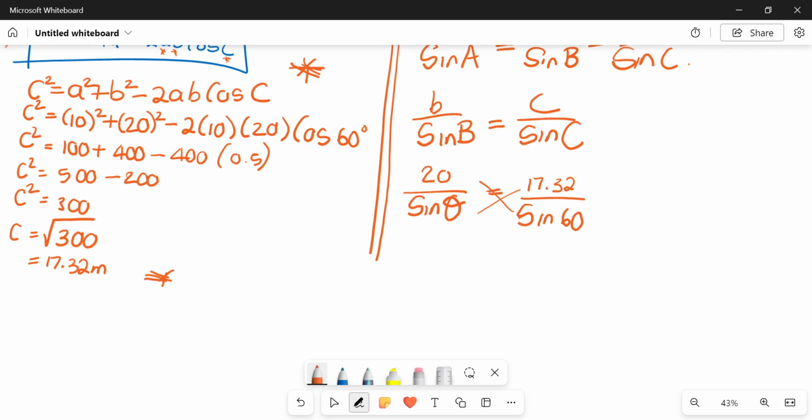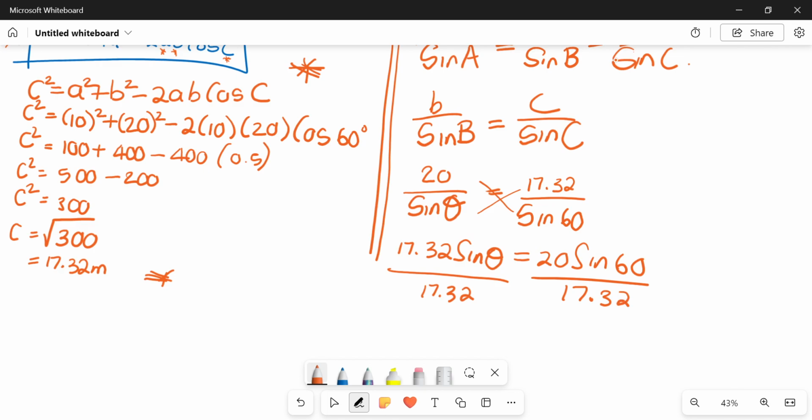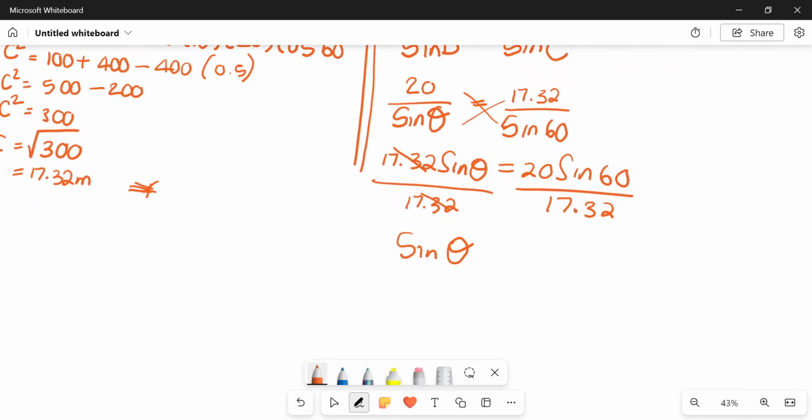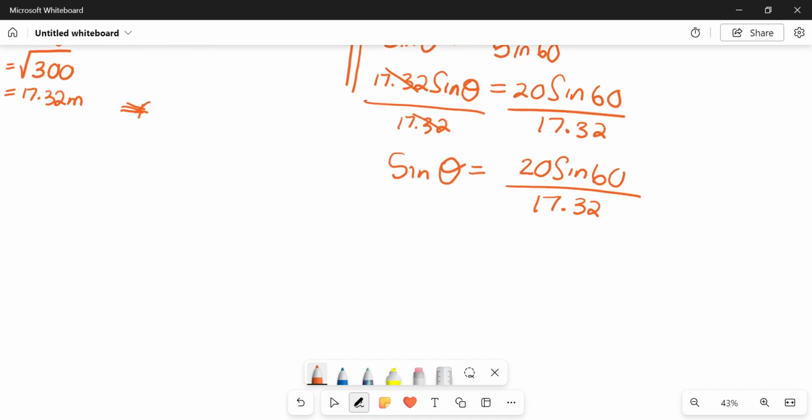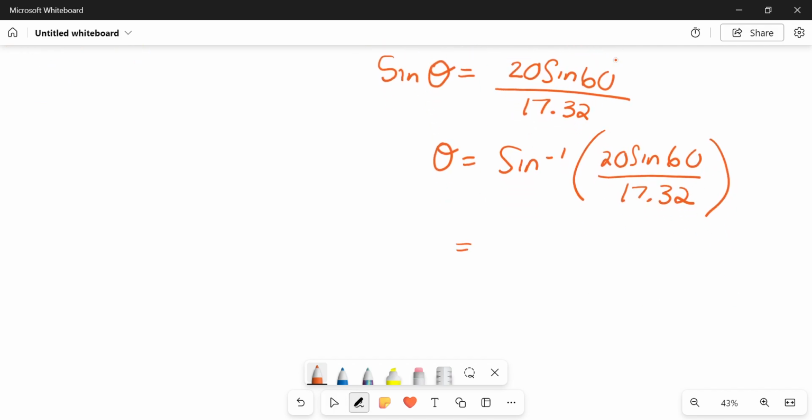Then you can cross multiply. Then on one side you will have 17.32 sine of theta. On the other side you'd have 20 sine of 60. Then we can divide by 17.32 on both sides. Then we'll still have sine of theta is 20 sine 60 all over 17.32. Then theta would be shift sine of 20 sine 60 over 17.32. Then you can plug all of that in your calculator. 20 sine of 60 over 17.32.